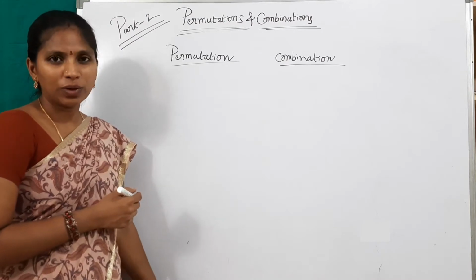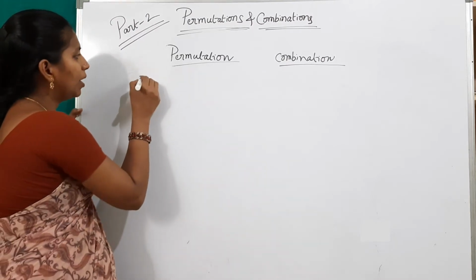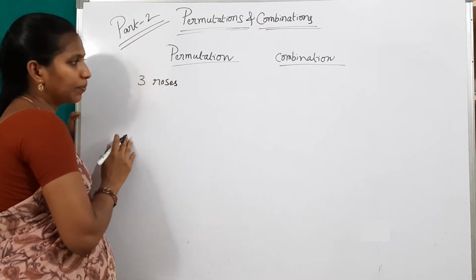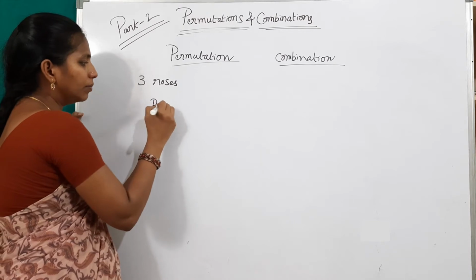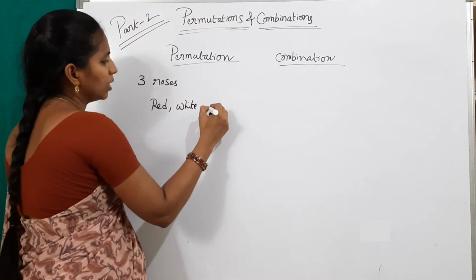Let me explain with one more example. See, there are 3 roses, which are in different colors. One is red, another white, and the third one is pink.